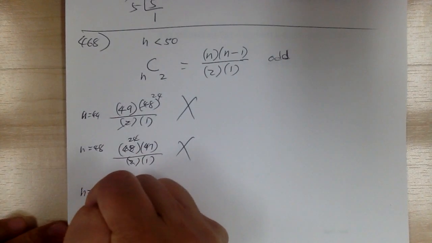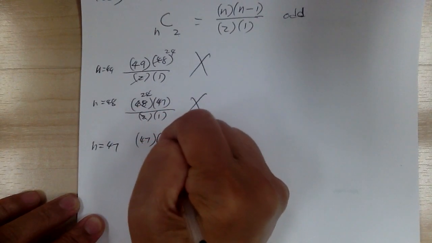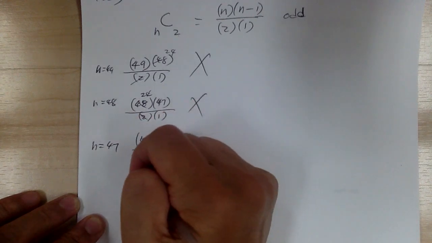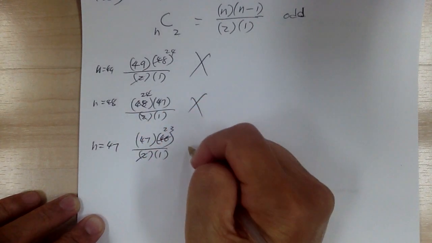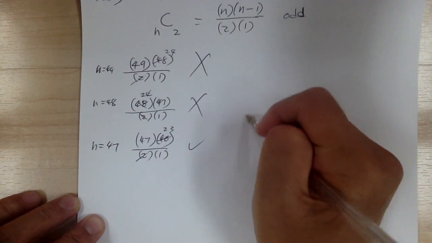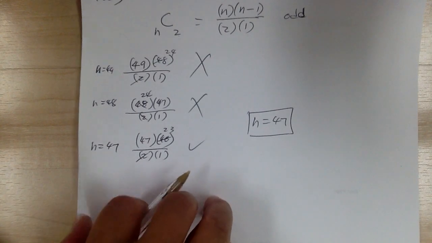So when n equals 47, you get 47, 46, over 2, 1. Even though this is an even number, when you cancel with a 2, it becomes odd. So this one is good. Therefore, the answer is n equals 47. So there are 47 people at the party. Okay, let's go to the next one.